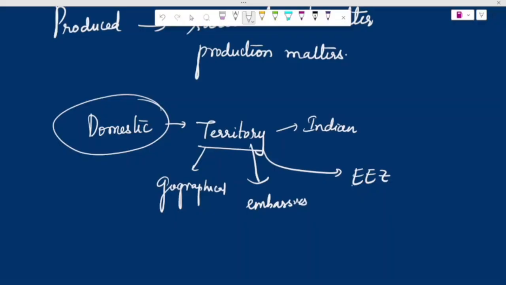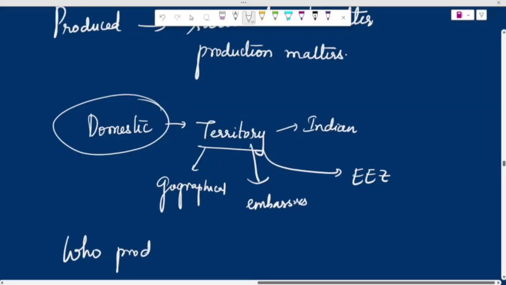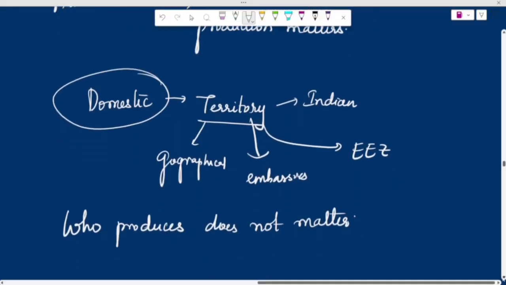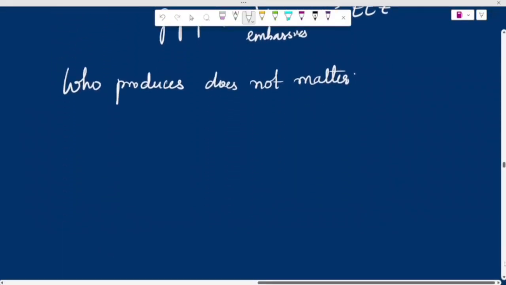And who produces doesn't matter. For example, a Kia company is producing cars nearby my village. So it doesn't matter whether it is a Japanese company or a South Korean company, they are producing in our territory, so it will be counted in our GDP. Okay, who is producing doesn't matter. If they are producing in our territory, then it comes under our GDP, and it will be in a time period. Fine.